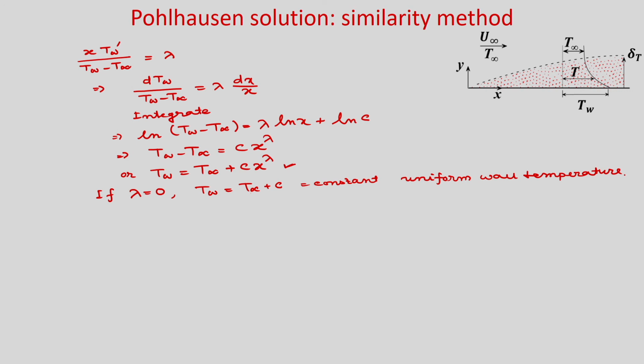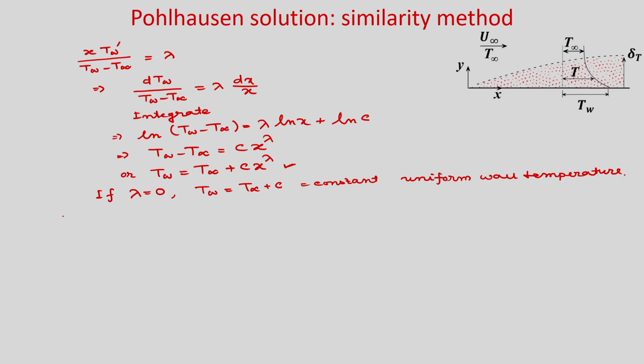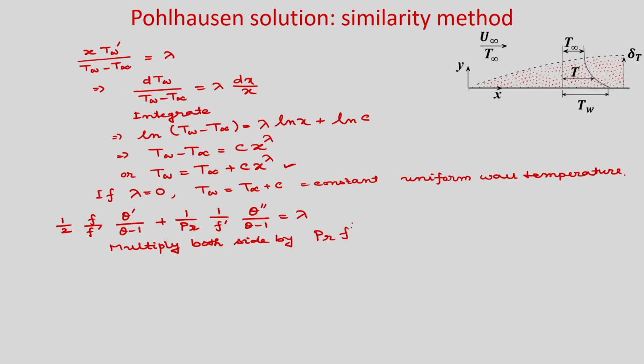Okay. So, now let us consider the other terms, okay, which are functions of eta only. So, if you consider that term, then you will get half f by f prime theta prime by (theta minus 1) plus 1 by Prandtl number 1 by f prime theta double prime by (theta minus 1) is equal to lambda. Now, multiply both sides by Prandtl number f prime (theta minus 1). So, what you will get?